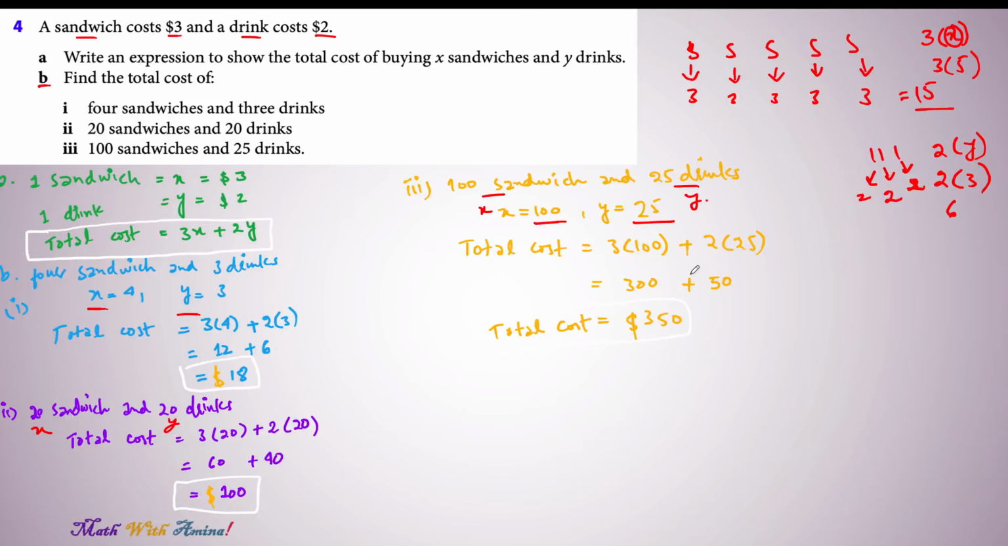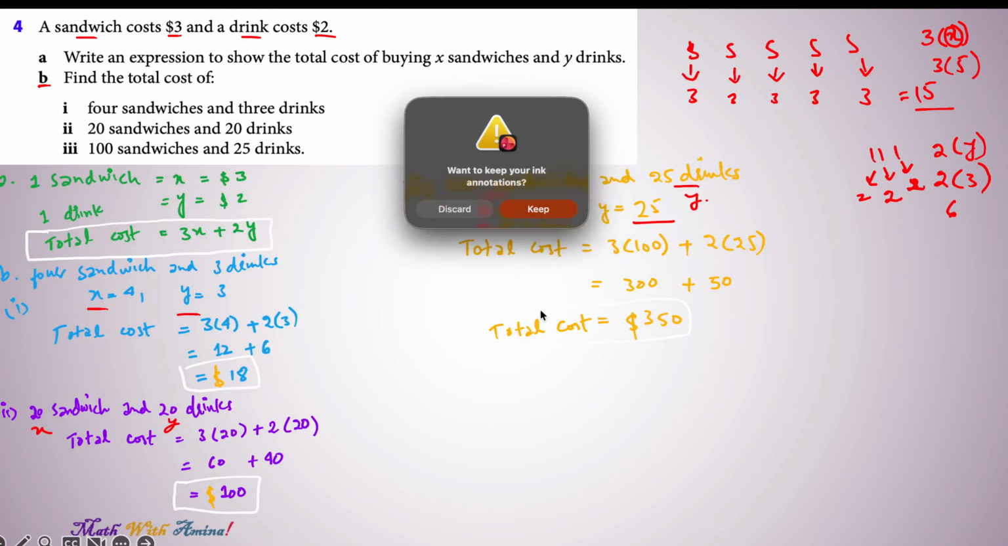I hope it's getting clear. It was a word problem, with the help of which we were able to write an expression or equation, and then use that general equation in different situations, that is, a different cost for the different number of sandwiches and drinks. When the cost is fixed and given, the numbers can be placed in the equation and we can find the total cost. That's all for this question and its solution.